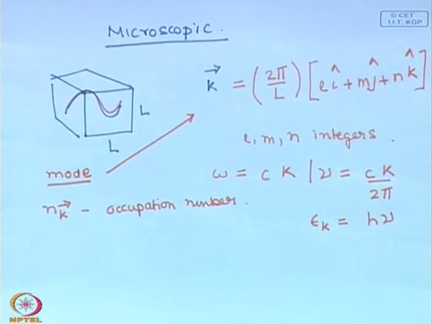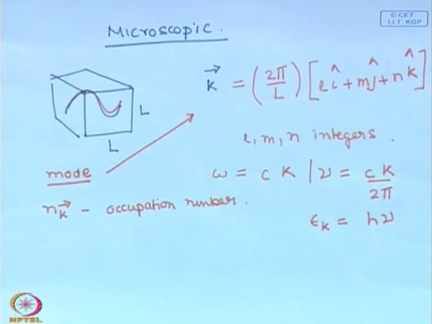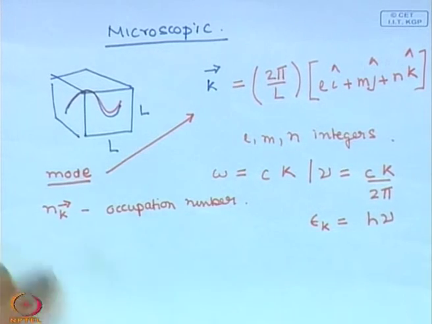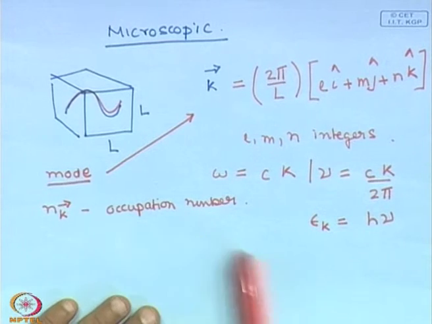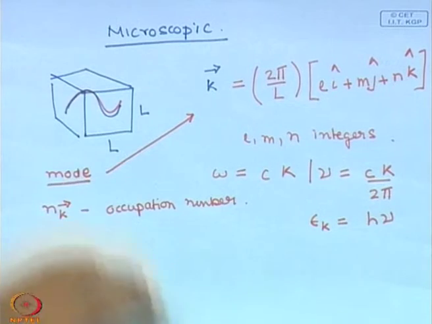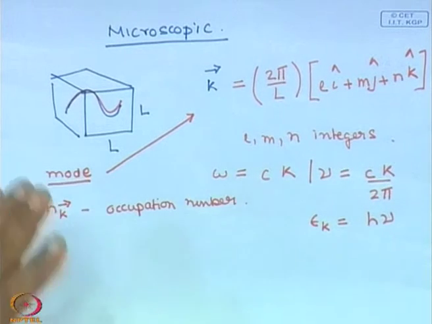So, the way we think of the electromagnetic radiation in this box is that it can be decomposed into modes. Each mode will have some number of photons, that is the occupation number. Each of these photons will have some energy. So, the total energy of electromagnetic radiation in this box is to be thought of like this. I hope this picture is clear.